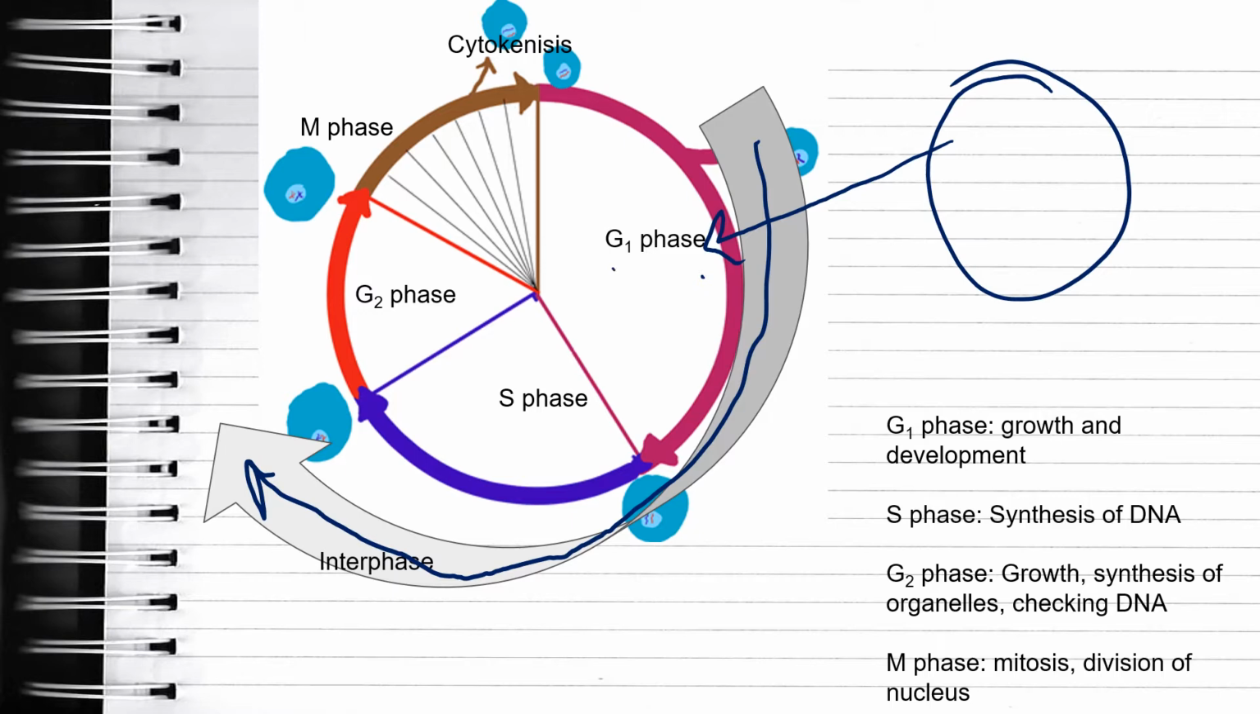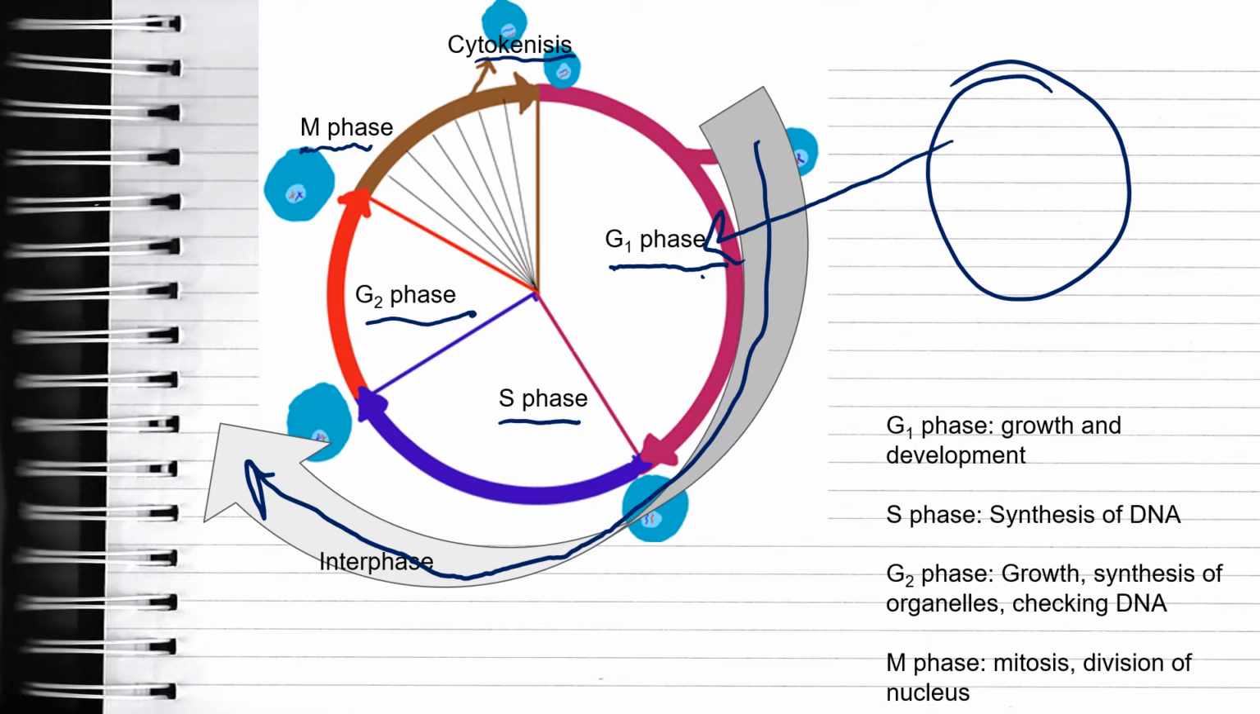So the G1 phase, the S phase, the G2 phase, those are again all part of interphase, the M phase, and cytokinesis. So basically there are three parts to the cell cycle: interphase, which has three subparts, M phase, which has four subparts, and cytokinesis. So the G1 phase, growth and development.